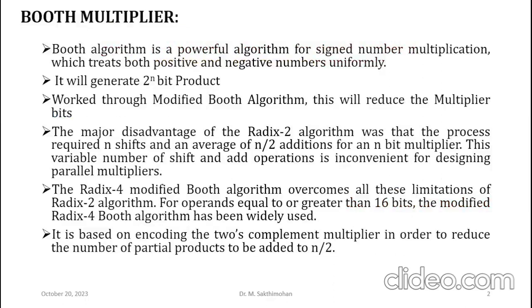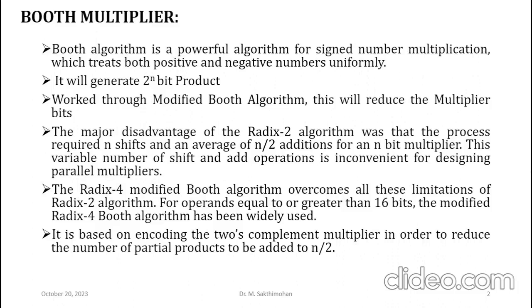Before entering the topic, first we will discuss what a multiplier is and what a Booth multiplier is. Generally, a multiplier is very important for all signal processing applications. If you want to multiply two binary numbers, we need a multiplier. The operation of the multiplier is to multiply the multiplicand and the multiplier. Next we are going to discuss the Booth multiplier.